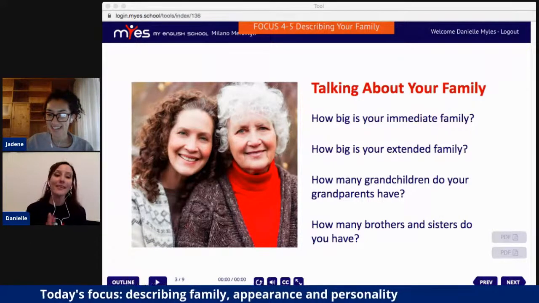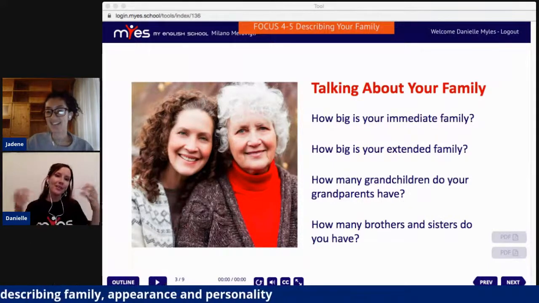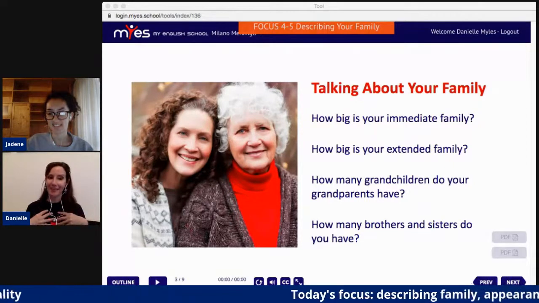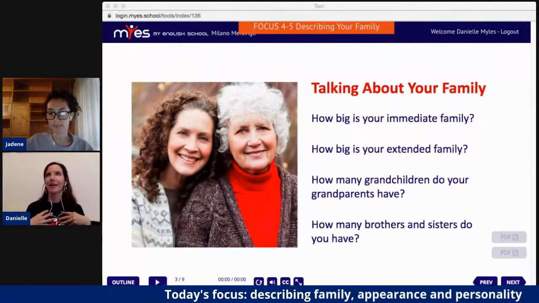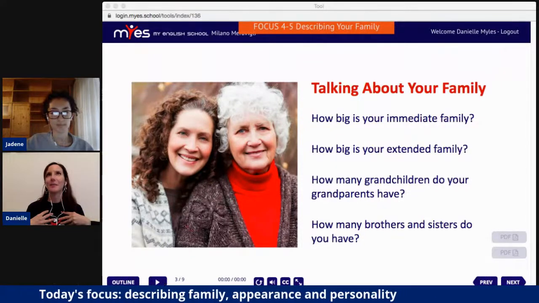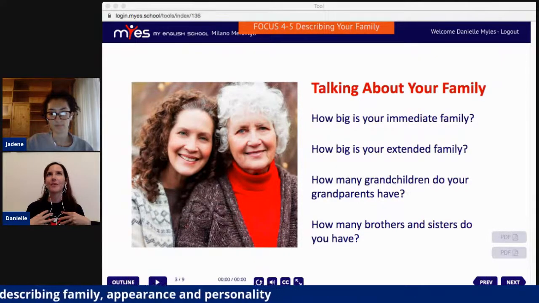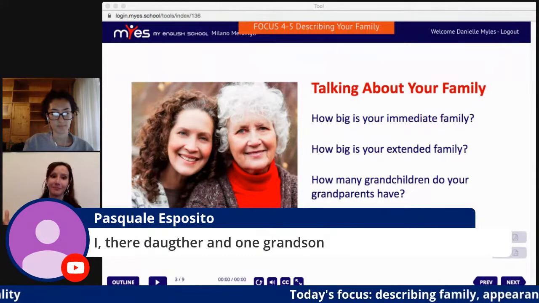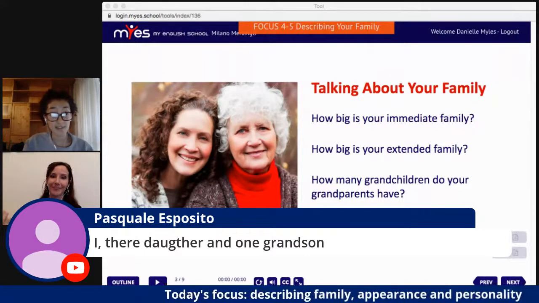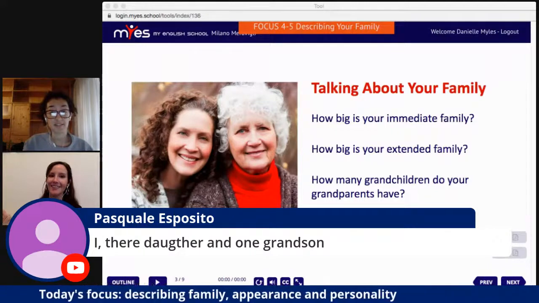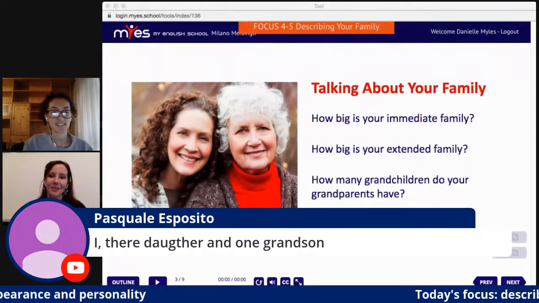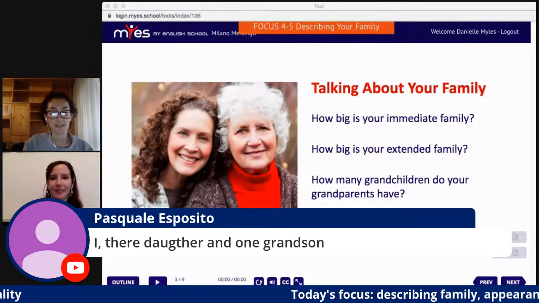Okay. So what about the extended family? What do you think extended family means? For example, in my extended family, there are, oh my gosh, I don't even know how many people. Altogether, I would say nearly 50. Wow. Okay. That is a very, very big extended family. Does anyone know? Jadene, how big is your extended family?